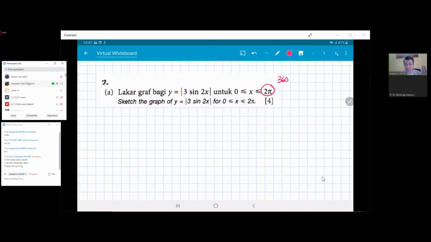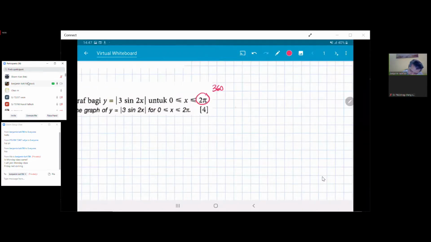Now, so when I draw the graph, number 1, I need to know what the graph looks like. So pertama sekali yang ni lah graph sine. So first I know the graph sine bentuk dia begini. Rujuk kepada bentuk asas dia dulu.